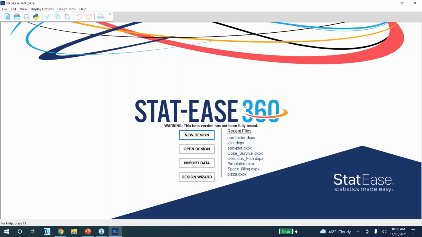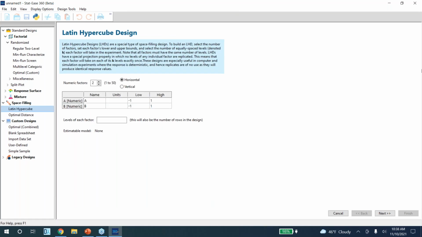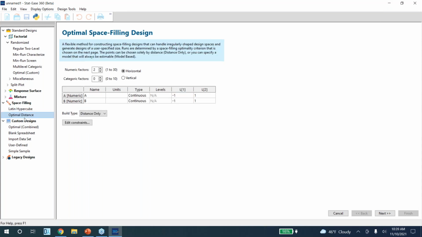Okay. So what I'm going to do is a new design. Notice how this looks kind of like Design Expert, but you have this space filling option here now. If you want to do a Latin Hypercube design, that's the first option, where you enter the amount of numeric factors and you enter the levels of each factor here. You could also do optimal distance design.